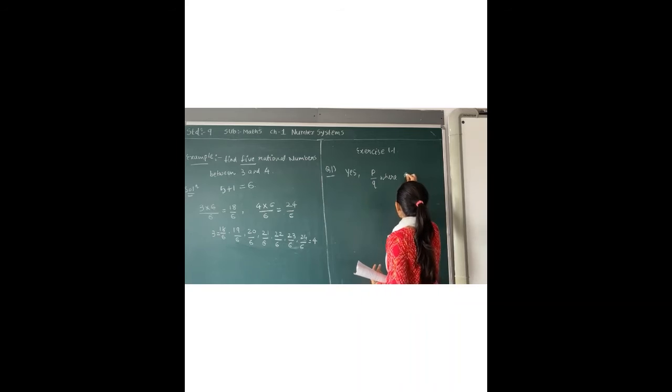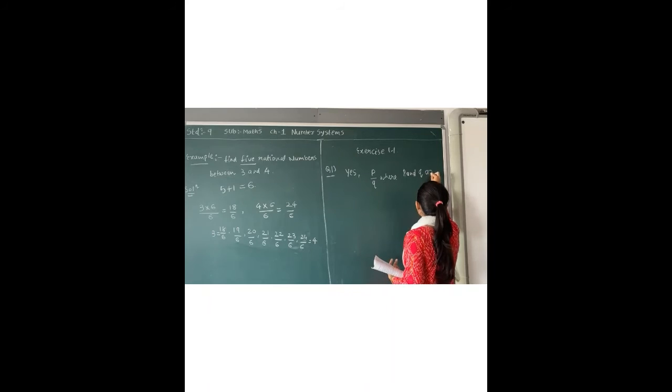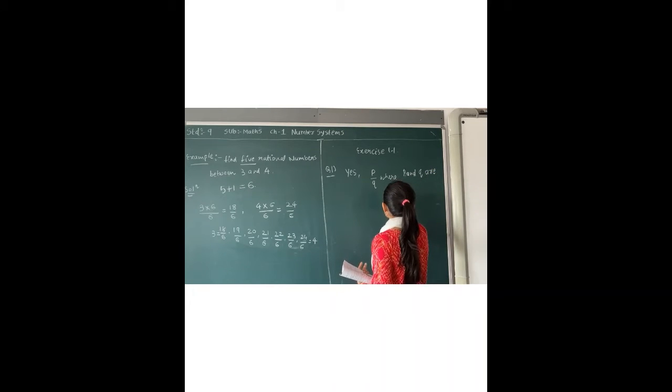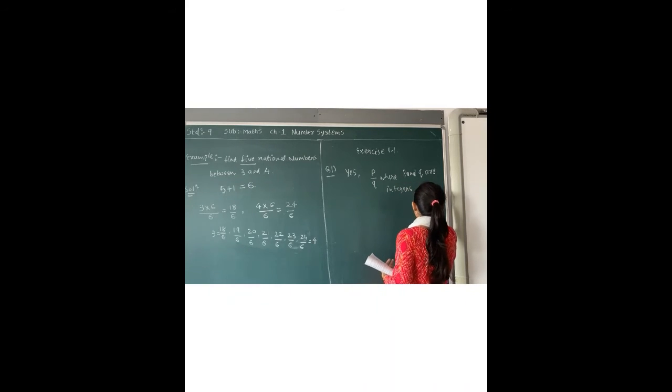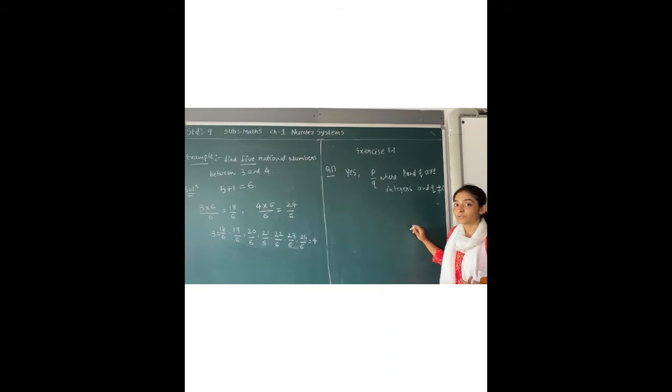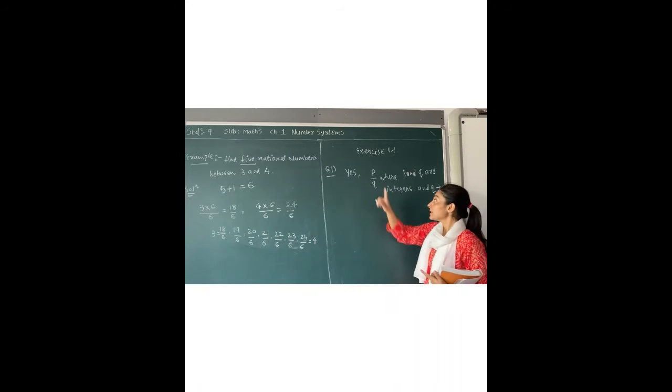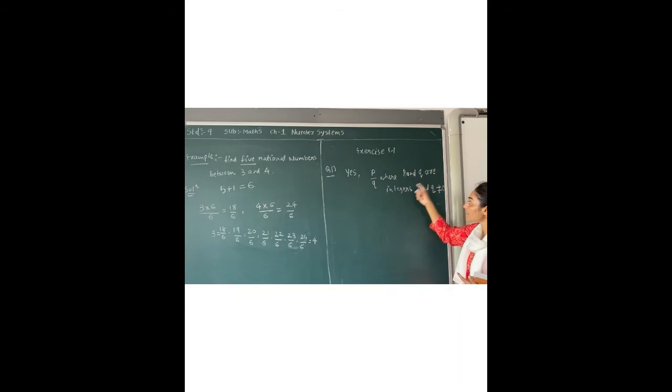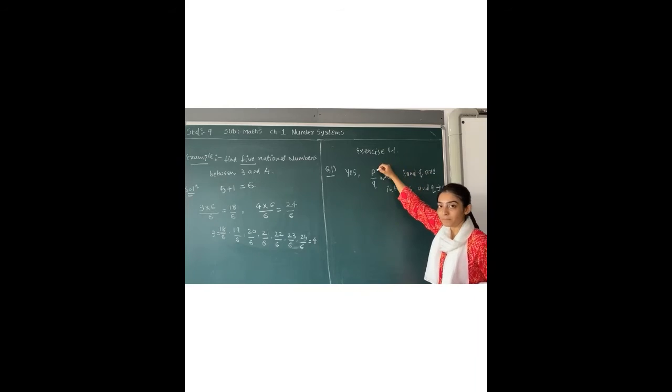Now, P by Q form, where P and Q are integers and Q not equals to 0. Remember the rational number definition. A number can be written in ratio form if we can write it in P by Q form, where P and Q are integers and Q cannot be 0. Look over here. Who cannot be 0? Q cannot be 0. It means 0 can be P.